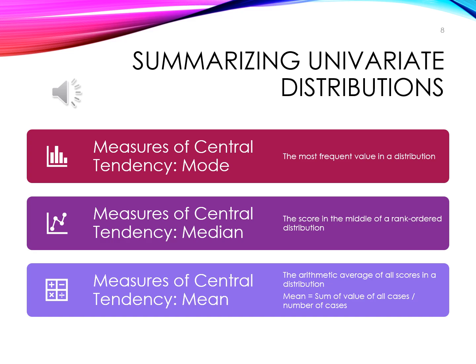So for measures of central tendency, the mode is the most frequent value in a distribution, right? So mode's our first one here.